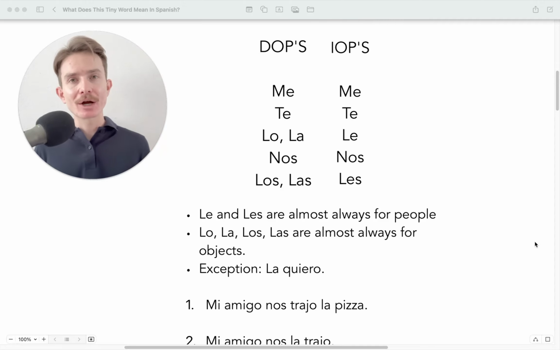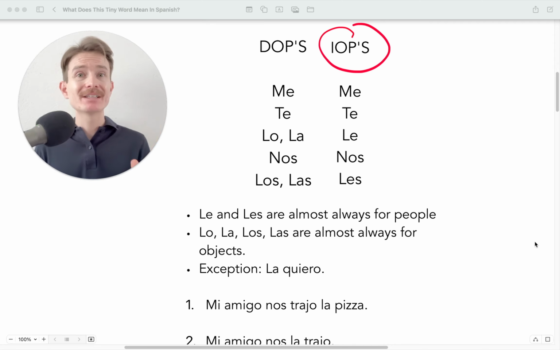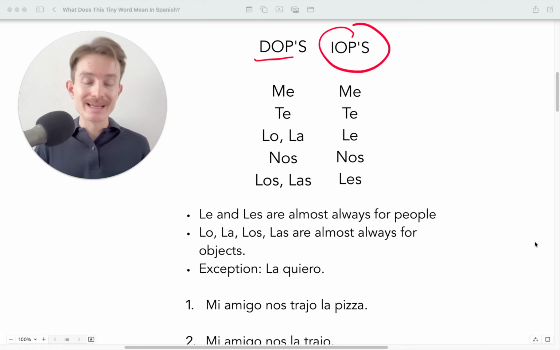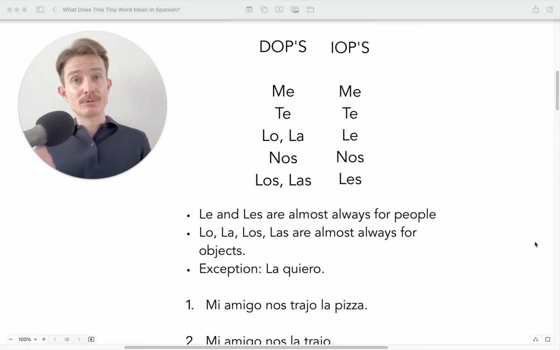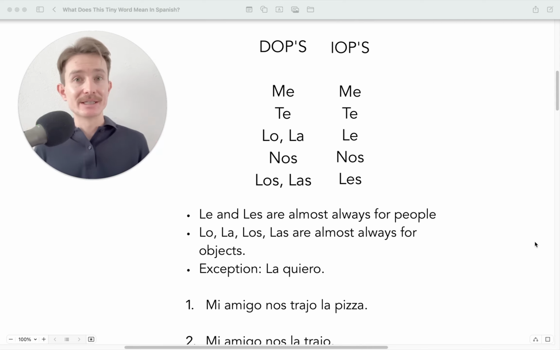Today, I want to talk to you about the tricky word le in Spanish. So what is le? Well, le is what we call an indirect object pronoun. When you see IOP, that just means indirect object pronoun. A DOP would be a direct object pronoun. Now, what's the difference between a direct object pronoun and an indirect object pronoun? Well, that's what I'm going to teach you today.